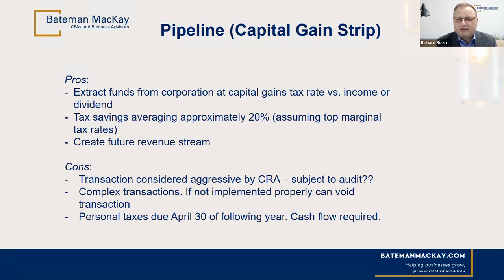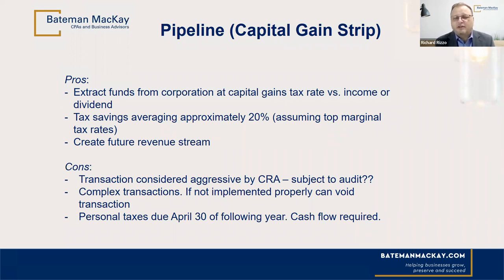So again, the pros of this pipeline transaction are extracting funds in the form of capital gains versus income, the tax savings, guaranteed 20%, possibly even up to 24%, and being able to create a future revenue stream. What are the cons? Like I mentioned, it is considered to be an aggressive transaction. CRA don't like it. It is subject to audit.